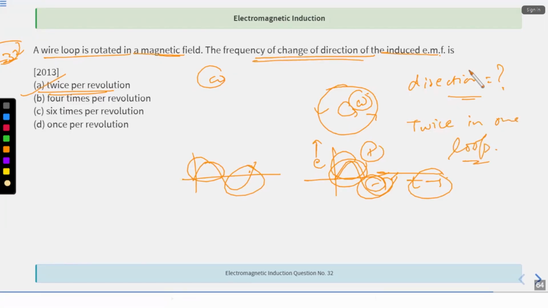So frequency of change of direction is twice per revolution. It is changing twice per revolution. Once it is positive and then it is negative in half cycle. Again, a simple one. If you know this graph, then you can easily do this question also.